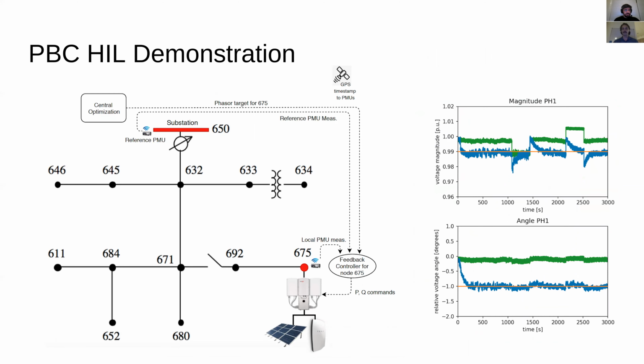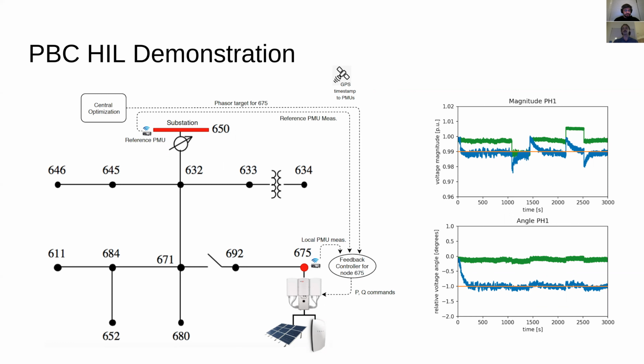And here we have the 13 node feeder that we simulated using the Opal RT, and then also the PMU measurements and actuators for node 675. The plots on the right demonstrate successful deployment of PBC using the DEGC platform. The top plot is the voltage magnitude, and the bottom plot is the voltage angle.